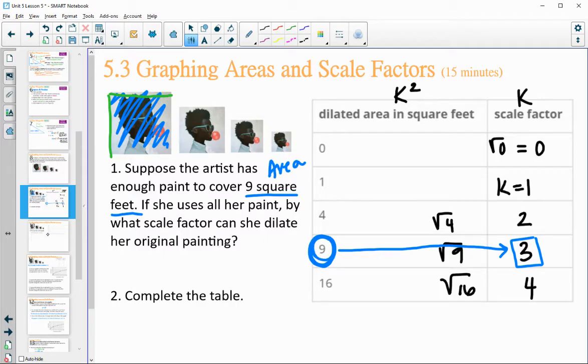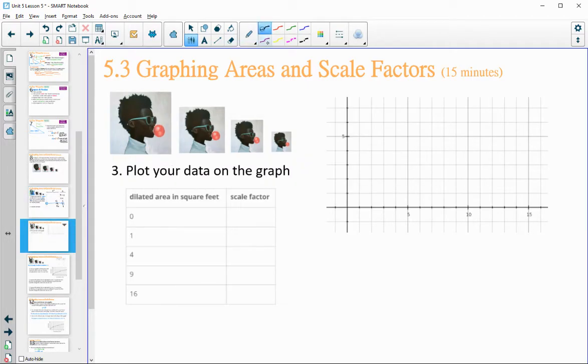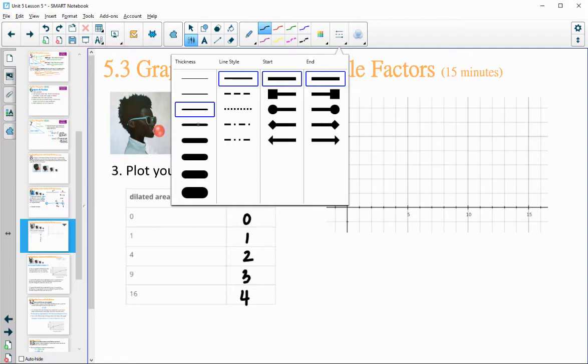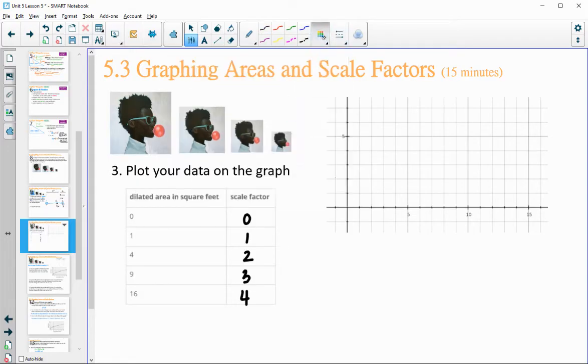So now use your completed table, okay, to graph this. So remember, this was 0, 1, square root of 4 was 2, square root of 9 was 3, square root of 16 was 4. So plot these on this graph paper. So let me get a little bit of a thicker dot here. All right, so we'll plot these. So 0, 0. Okay, 1, square root of 1 is 1. Then we went to 4 is 2. 9 is 3. 16 is 4. And then we'll just connect these with a smooth curve.